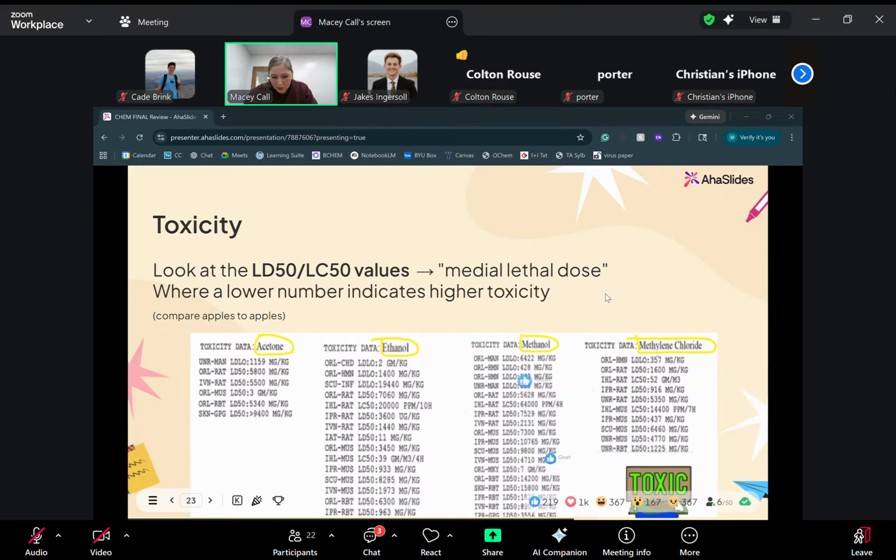Which is why I'm saying it's really important to compare apples to apples because you want to make sure that you're comparing the right thing. Yeah. So it's going to be like, which of the following is more toxic, or rank the toxicity of these molecules? And so it's going to be like, compare acetone to methanol or compare ethanol to methanol. And then you're just going to go through and look at it. And then I would also double check that your units are the same. So if you're comparing milligrams per kilogram, make sure that you're comparing milligrams per kilogram in the other one. Okay, any other questions with this one?